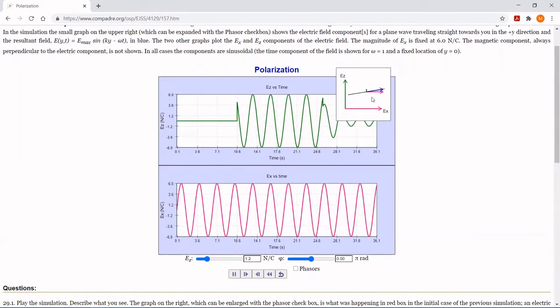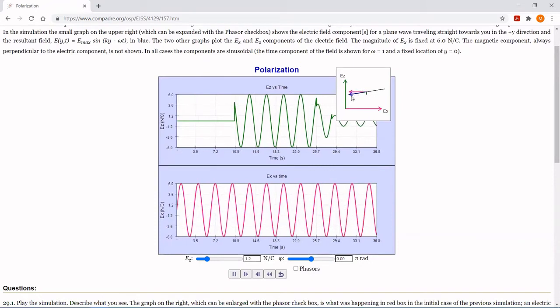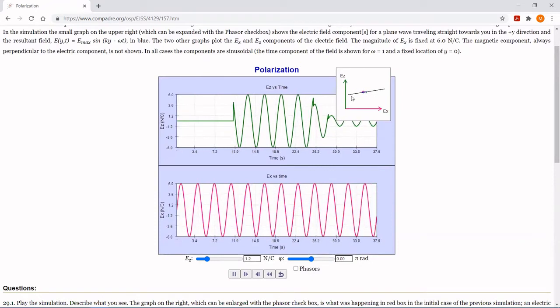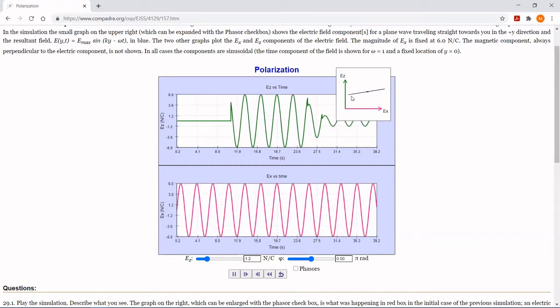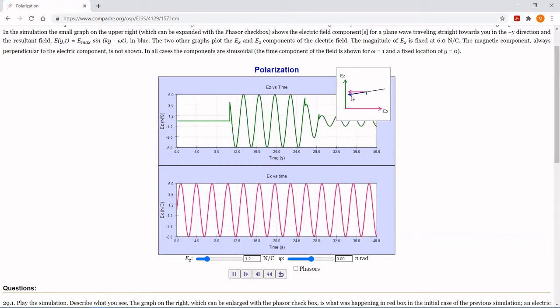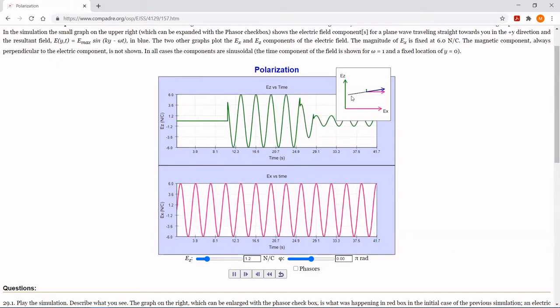I say amplitude because if you watch how the length of the electric field changes in time, that's the blue one, it shrinks down to 0, and then it grows on the other side, and then it shrinks down to 0 again. So the length of the blue vector when it's longest, that's what we call the magnitude of the amplitude vector.